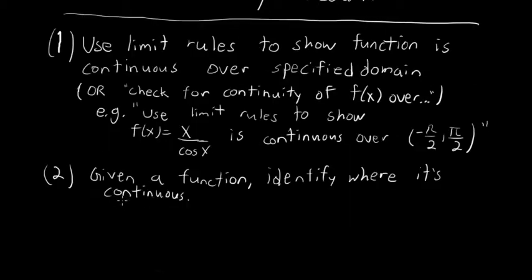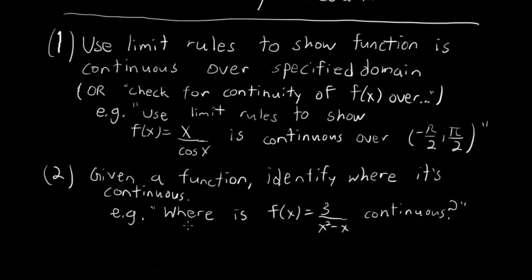Another type of problem you'll see is you'll be given a function and you'll be asked to identify where it's continuous. So for example, where is f of x equals 3 over x squared minus x continuous? Again, we'll be working this example in another video as well.